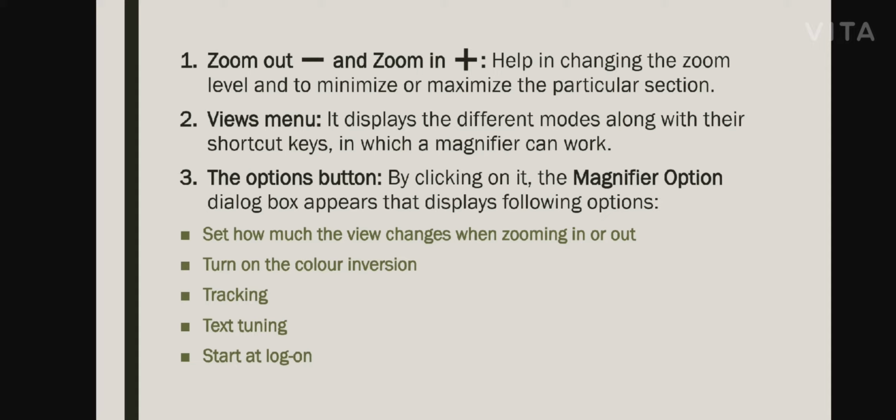Views menu. The Views menu displays the different modes, along with the shortcut keys, in which the Magnifier can work, for example, full screen, lens and docked. The Options button. By clicking on the Options button, the Magnifier Options dialog box appears that displays the following options. Set how much the view changes when zooming in or out. Turn on color inversion, tracking, text tuning, start at log on.